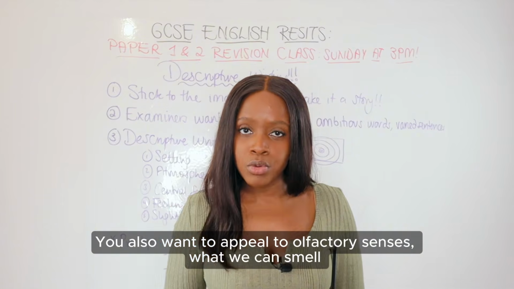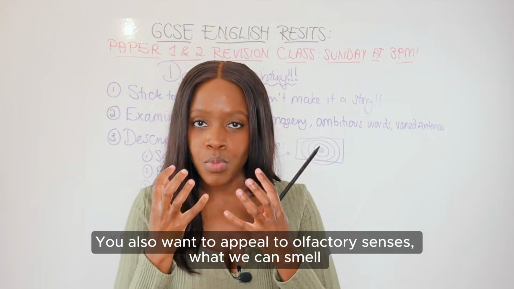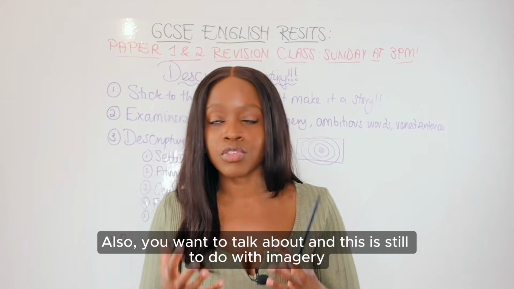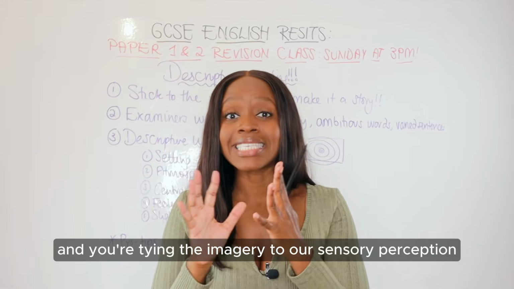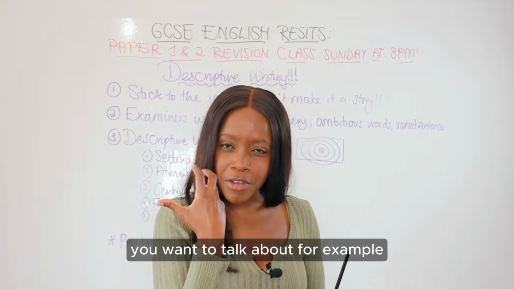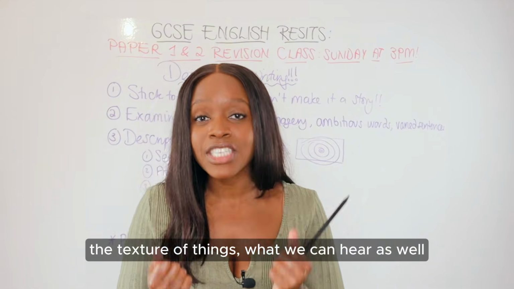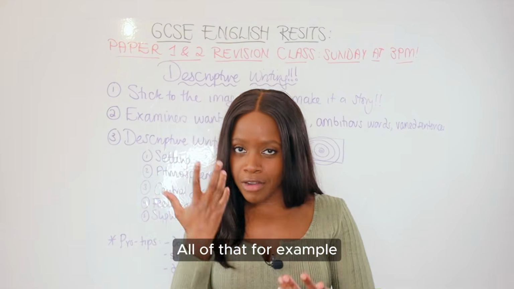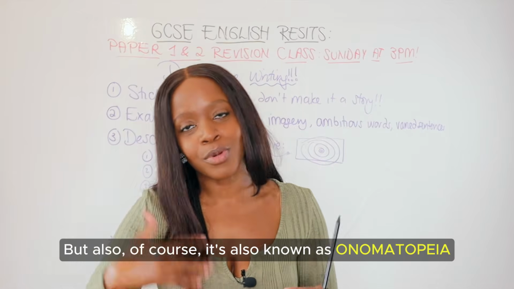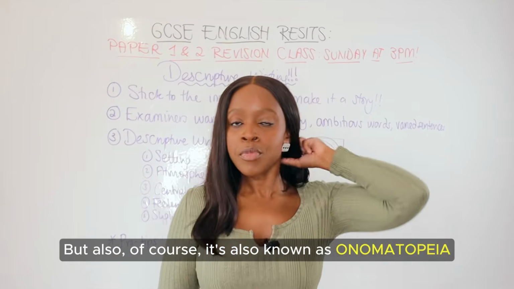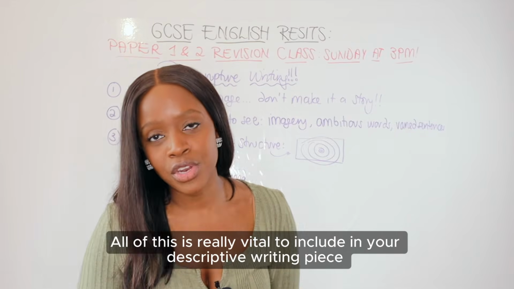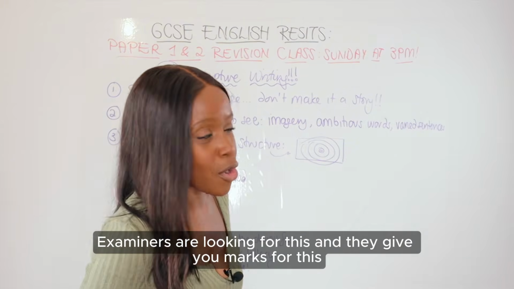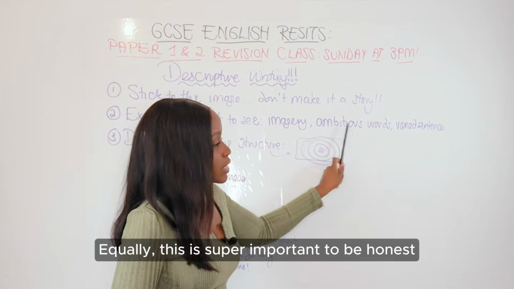You also want to appeal to olfactory senses, what we can smell. Also, you want to talk about, and this is still to do with imagery, you're tying the imagery to our sensory perception. You want to talk about, for example, the texture of things, what we can hear as well, right? What you can hear is sound imagery, but also, of course, it's known as onomatopoeia. All of this is really vital to include in your descriptive writing piece. Examiners are looking for this and they give you marks for this. Equally, this is super important.